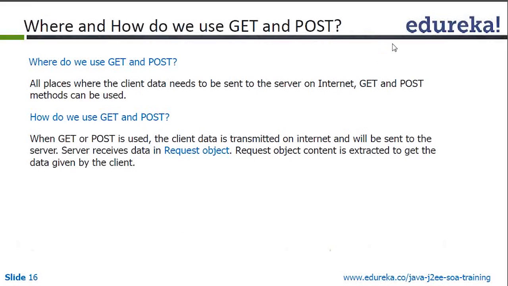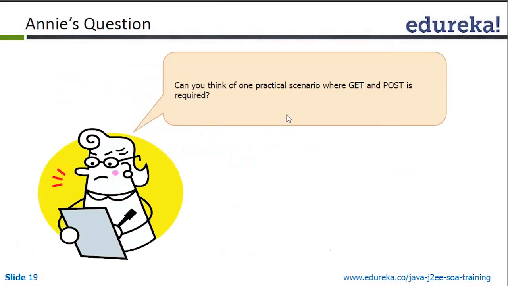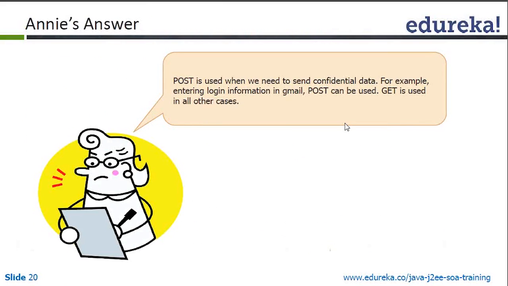If client data needs to be sent to the server and it is not a huge amount of data, go for get. There is a question for you actually. Can you think of one practical scenario where get and post are required? Post is required when you are sending confidential data, because your user ID and password will not be seen as part of the URL. So for logging in with information like user ID and password, for Gmail, we can send it using post. And get is used in all other cases, wherever you want to send the data.